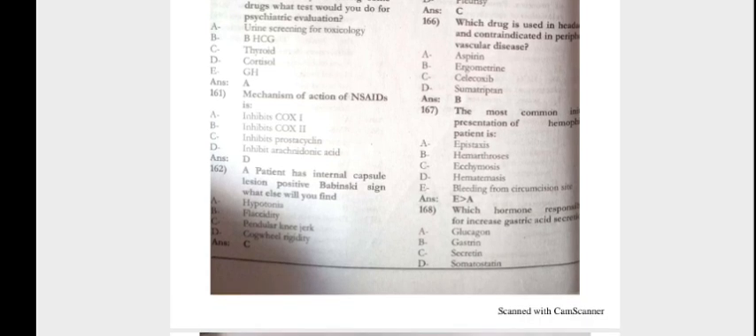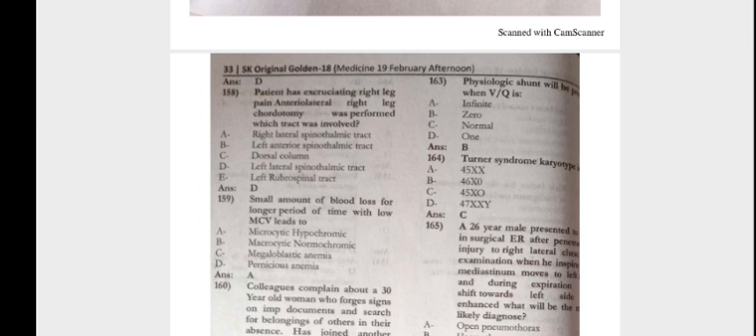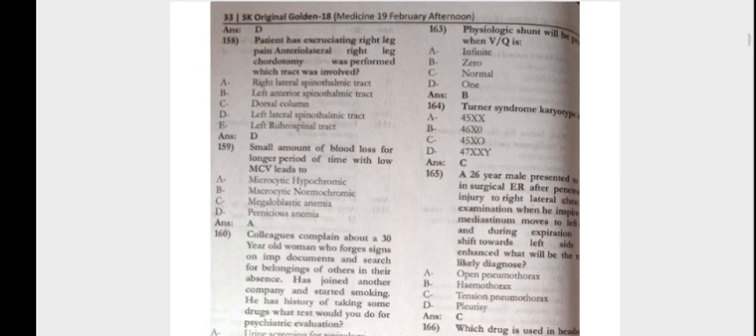The patient has an internal capsule lesion, positive Babinski sign. Which else will you find? Will find the exaggerated knee jerk. Next, the physiological shunt will be present when VQ is 0. Turner syndrome karyotype is 45X null.